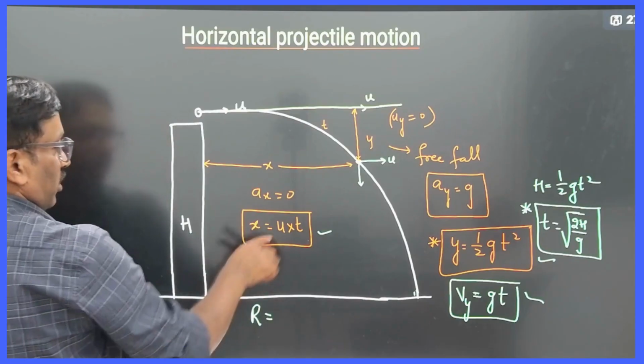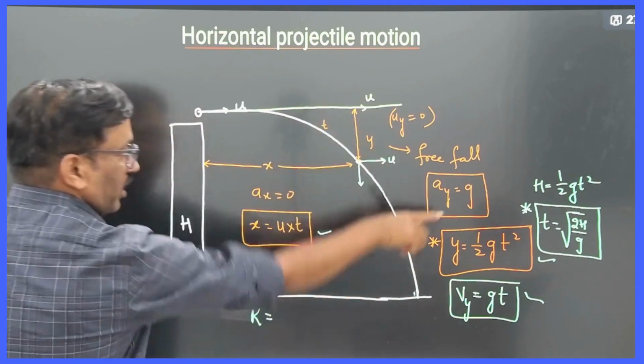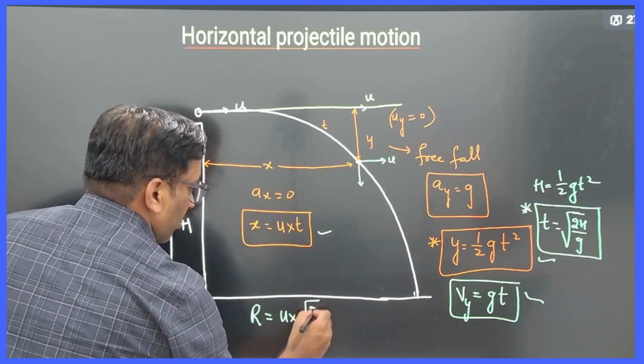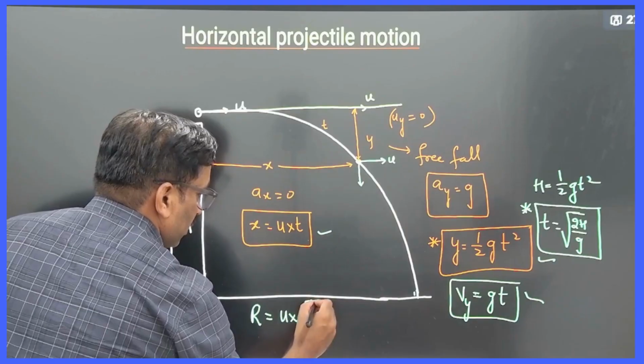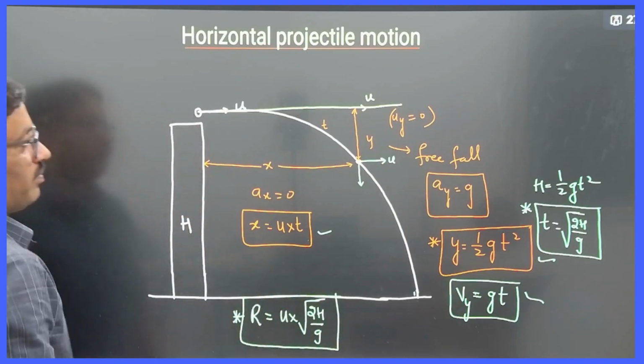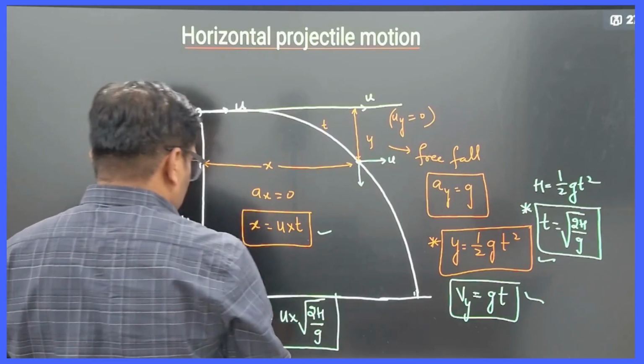Range is equal to u into the time taken to hit the ground. U into time taken, which will be equal to square root of 2h by g. This is your range, or this much far away it is going to fall. Or we can calculate the velocity at this point.